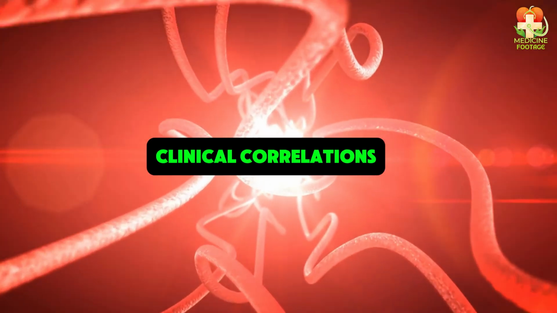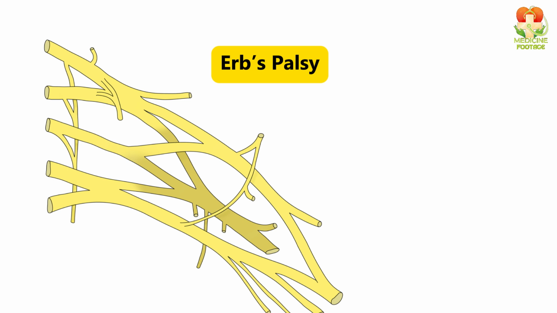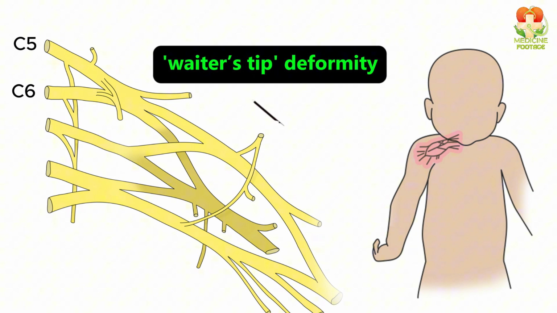Clinical correlations. Here are some key examples. Erb's palsy. It results from injury to the upper trunk, C5, C6, commonly during childbirth or trauma. Patients present with a waiter's tip deformity, where the arm is adducted, internally rotated, and the forearm is pronated.